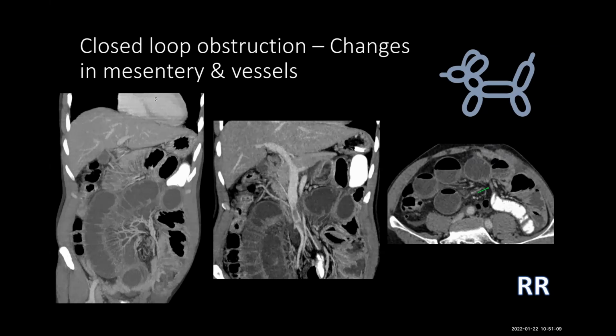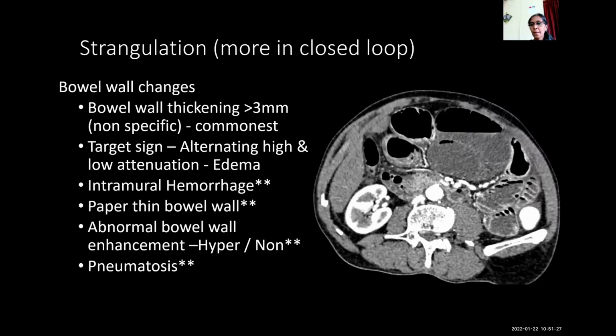Firstly, the bowel gets hyper-enhancing due to hyperemia, then the wall becomes paper thin, and then there's pneumatosis, a tiny bit, and then it becomes non-enhancing in the later stages. So that is the pathogenesis, what actually happens when you say ischemia.